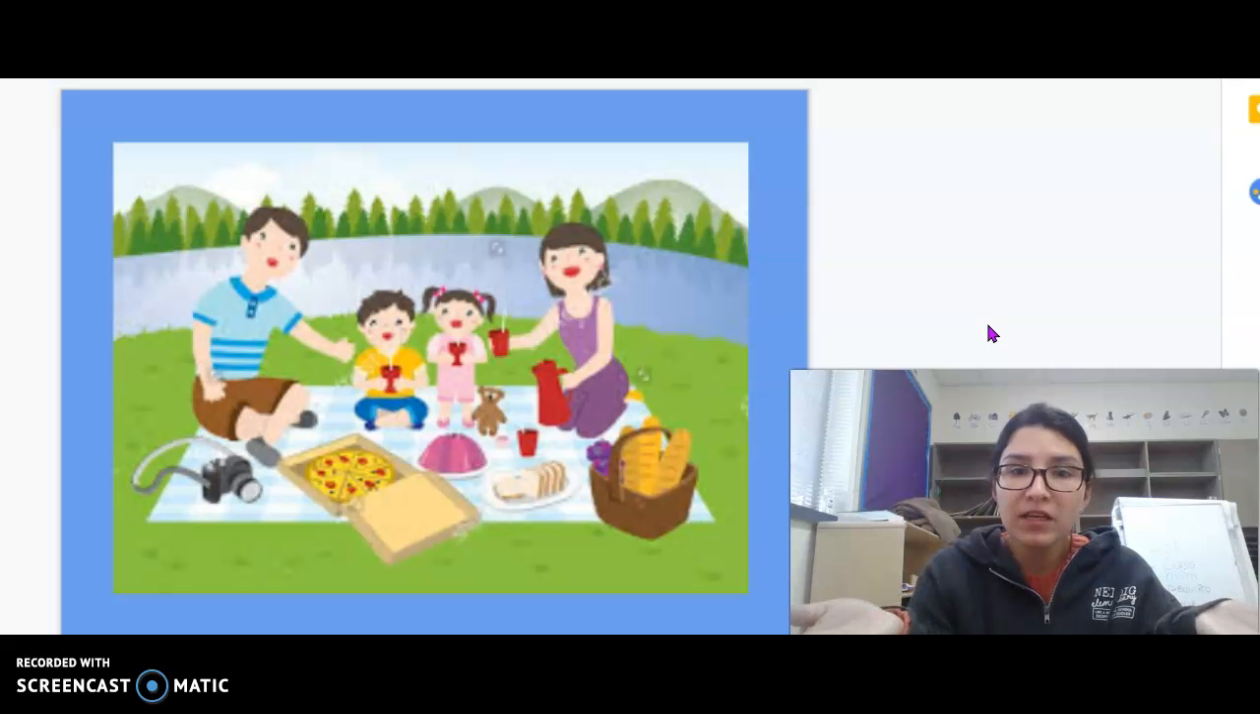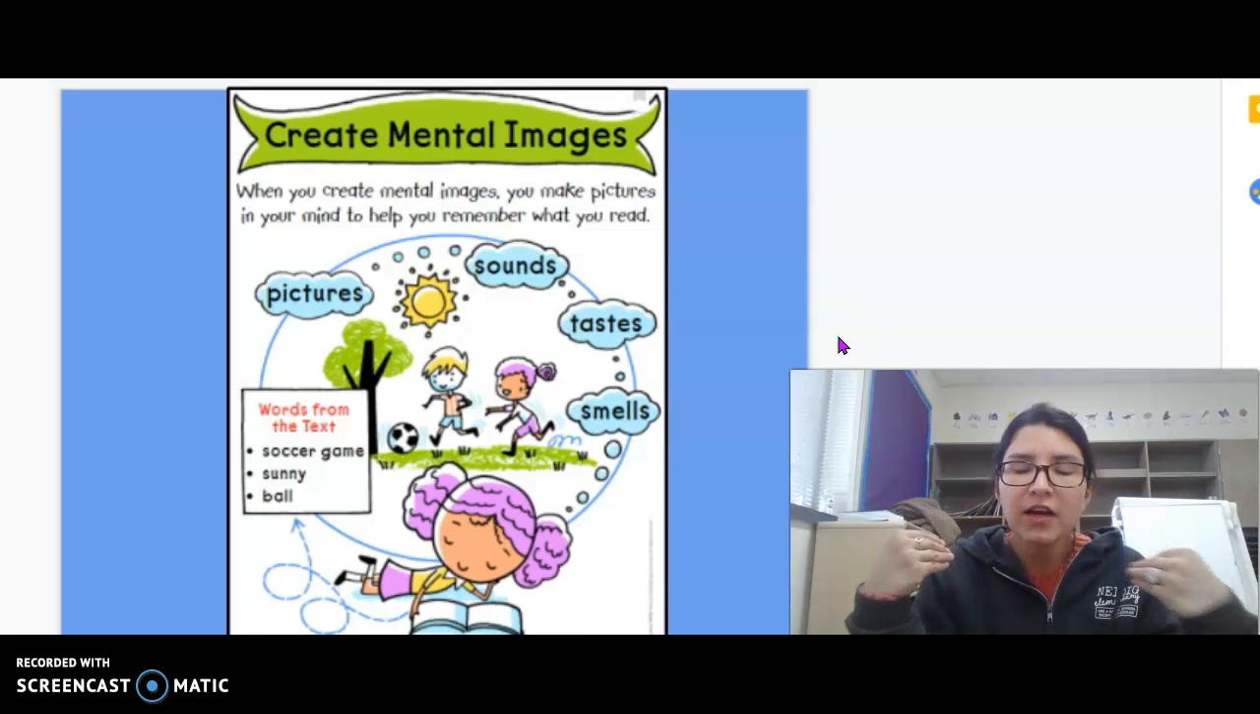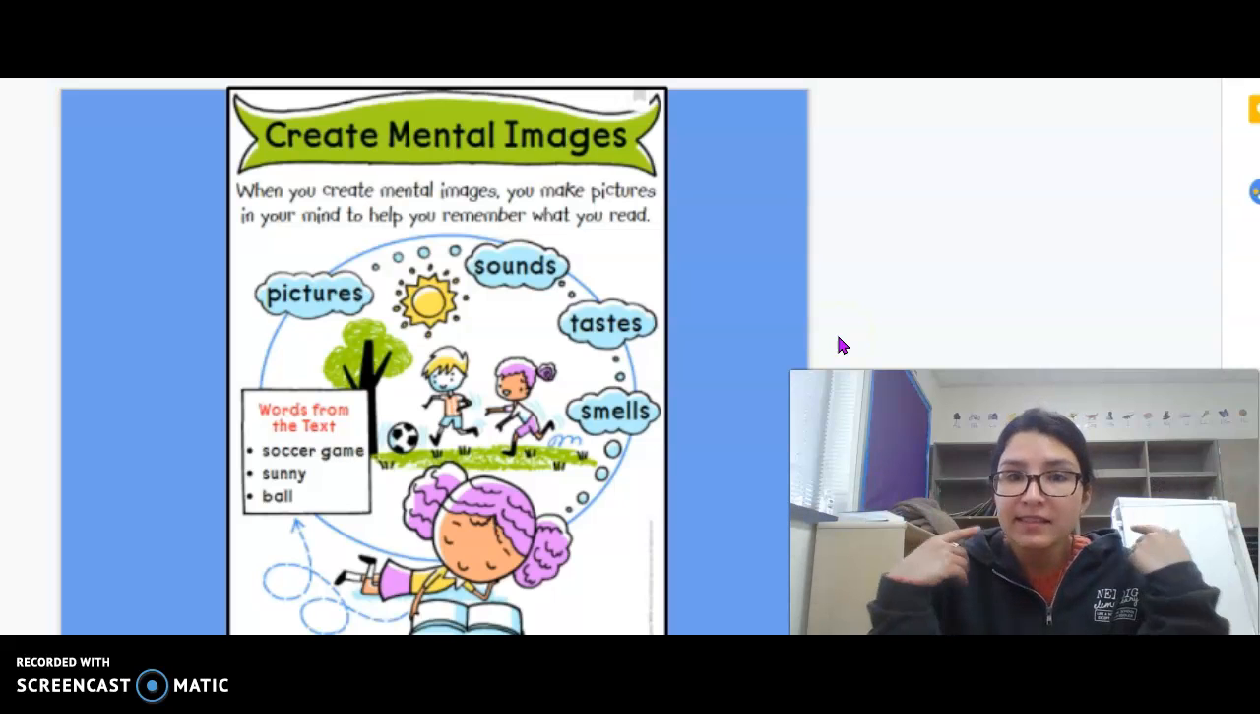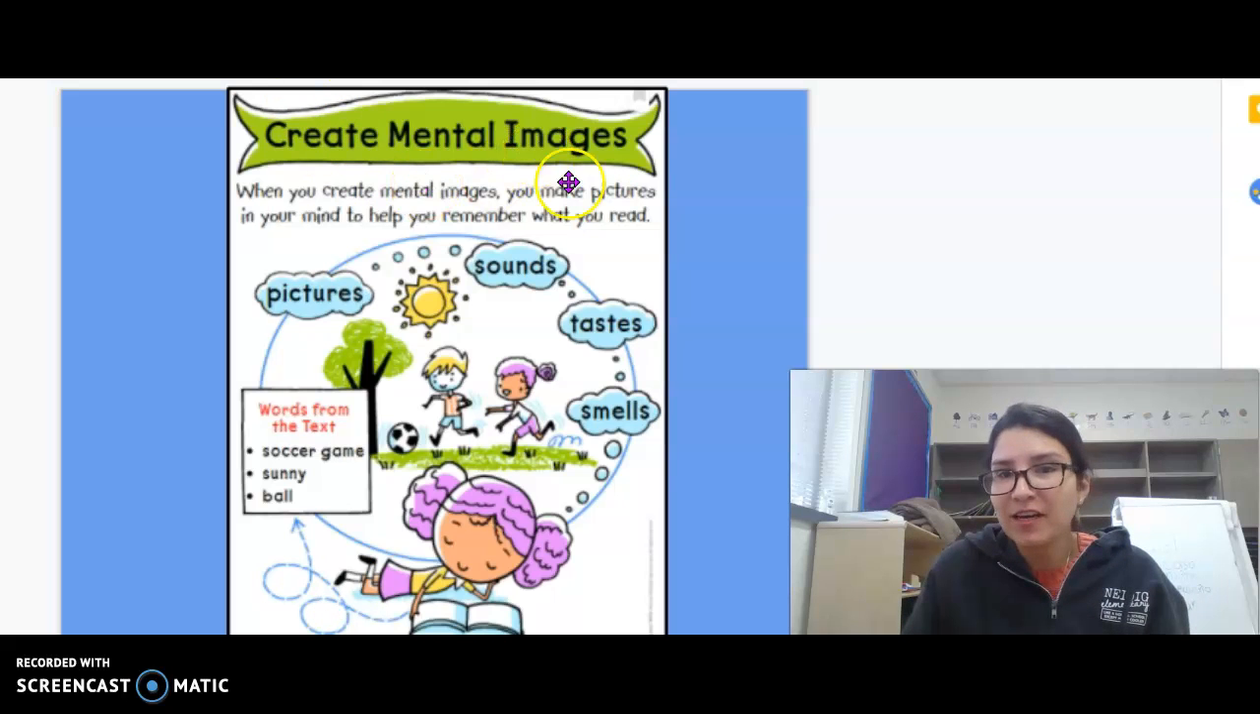So whenever you're reading a story, remember, when you create mental images, you make pictures in your mind to help you remember what you read. So when you read a story, go ahead and, if you need to, take a moment, close your eyes, concentrate on what you're reading, and see if you can't create a mental image of what it'd be like if you were there, okay? All right, I hope you like this little review over creating mental images as you read.